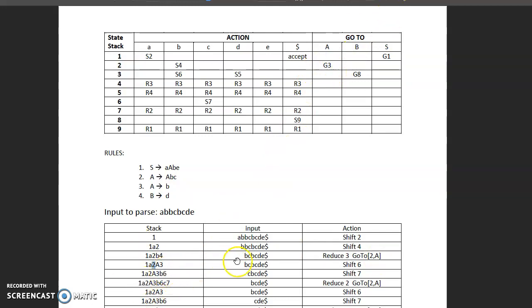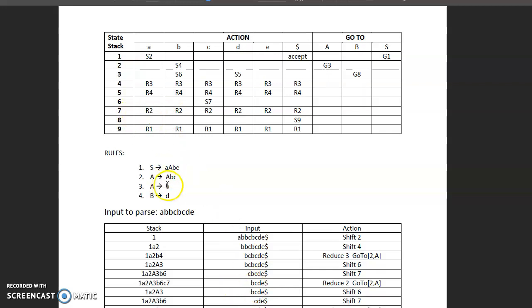Now we have 3 and B, and if we look in our diagram here, 3B is shift 6. So we shift this B onto the stack and then shift the 6 on after. Then we have 6C. 6C brings us to a shift 7. So we shift this C onto the stack and this 7. So now we're here, there's our C7. And now we have 7B. 7B is going to be a reduce 2.